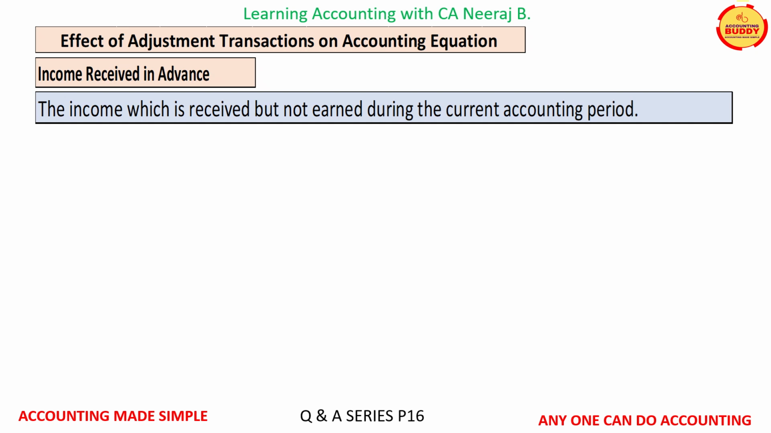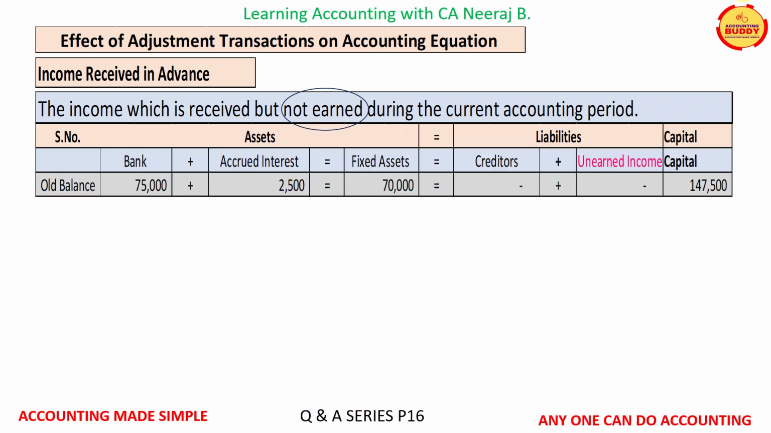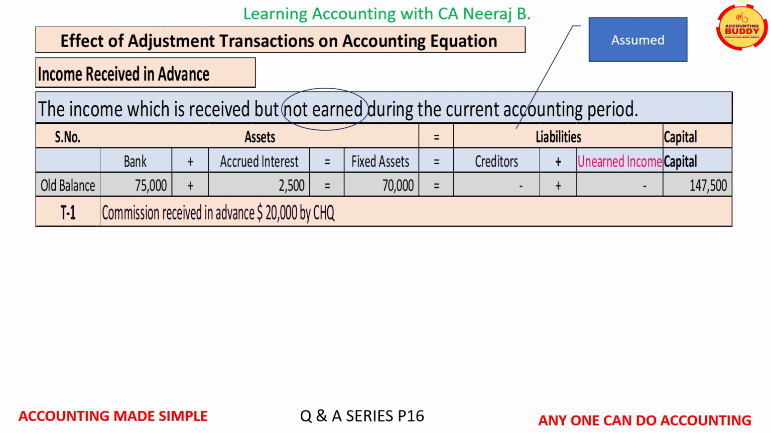Let us now learn how the income received in advance will affect the accounting equation. Quick recap. The income which is received but not earned during the accounting period is called the income received in advance. Say the old accounting equation balance assumed is displayed on your screens. T1 transaction of commission received in advance is $20,000 by check.